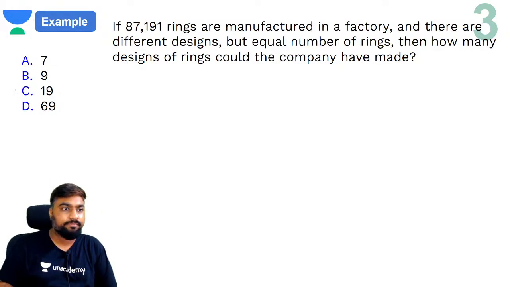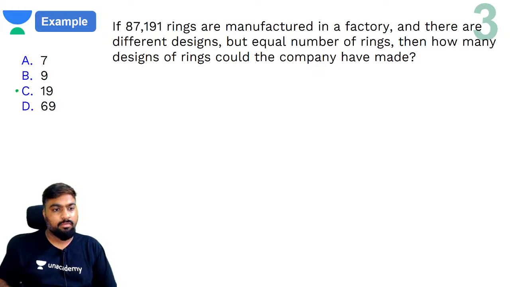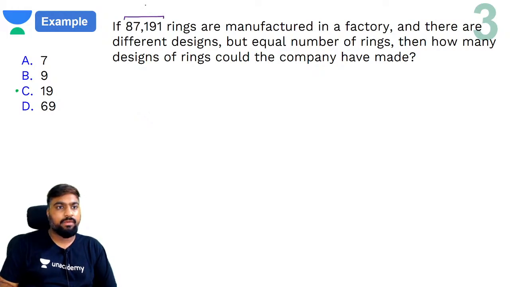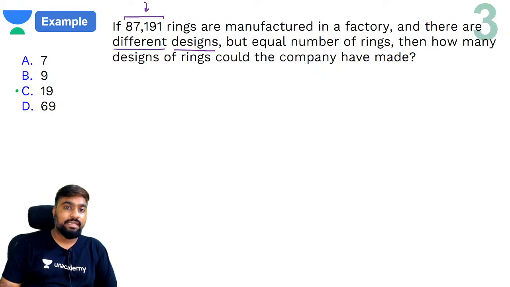Mansi says C. How about others? 87,191 rings are manufactured, and there are different designs. There are different designs, but an equal number of rings in each design.